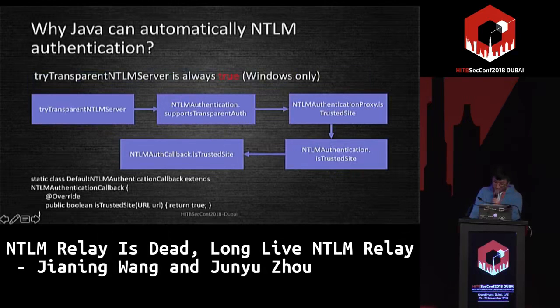The process of defining the transparent NTLM server is a two-step process. The first step is determined by whether transparent authentication is supported in the NTLM authentication process, and the other is the isTrustedSite state. We can see this code: this function always returns true. So the transparent NTLM server is always true on Windows.